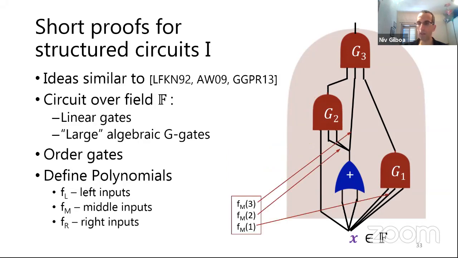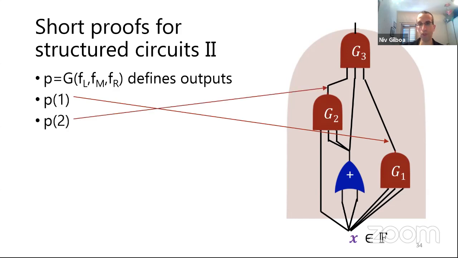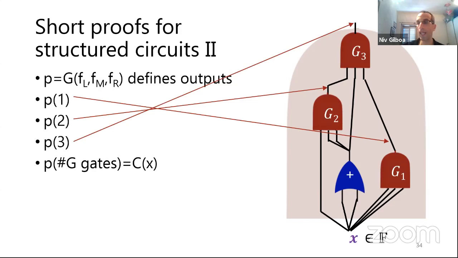FM, F middle, is going to be the middle input wire to each G gate. And FR will be the right input wires. So these are the input polynomials. We're also going to define one output polynomial. G, as you recall, is some algebraic gate. And P is going to be the operation G composed with all of the input polynomials. So now P's values are actually the output values of the gates. So P of 1 is exactly the output of G1. P of 2 is the output of G2, and so on. And P of the last gate is the output of the whole circuit.